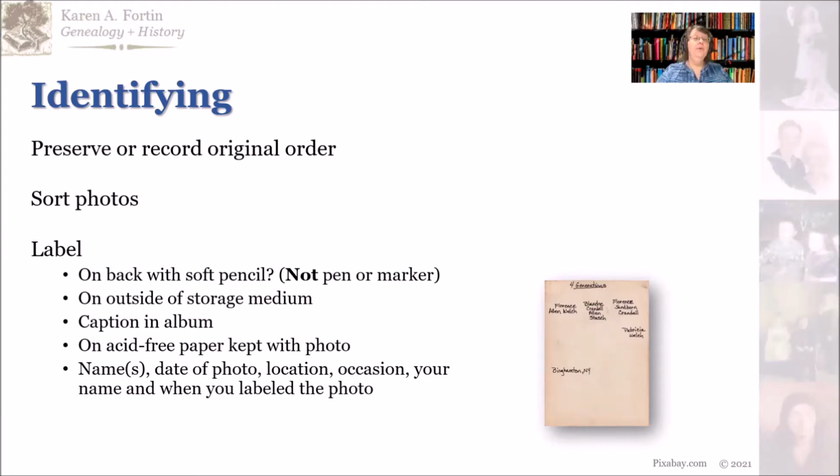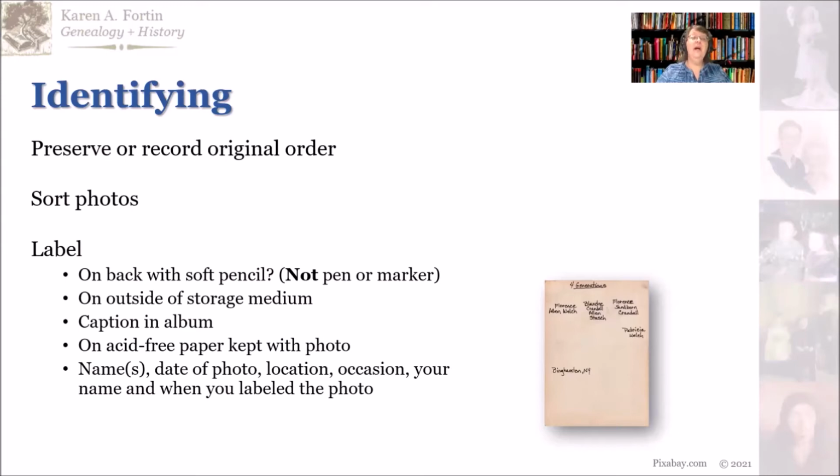Labeling is another important factor. Experts differ on whether you should actually physically label the photo itself. Some say that you shouldn't, or at most, maybe just lightly put a number on the back and record the information elsewhere. Others say that it's important to actually label on the back of the photo because any other information, such as on a piece of paper or in an album, may get lost if that photo becomes separated from it.